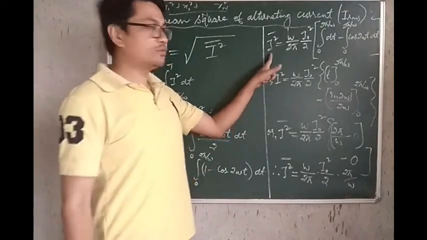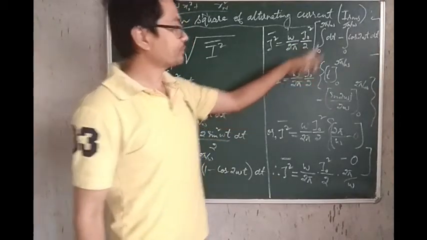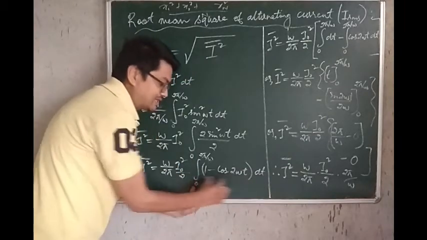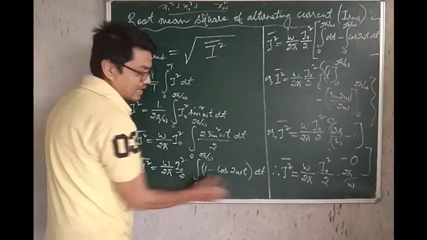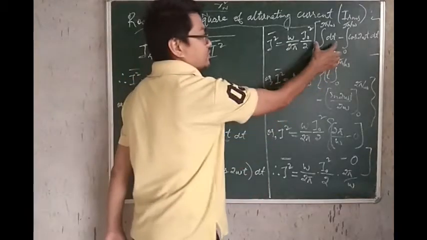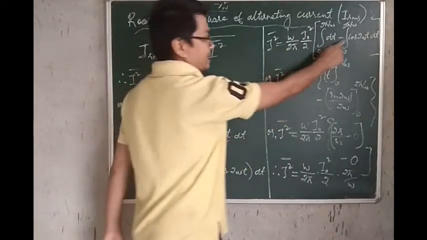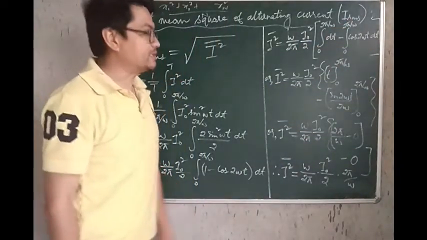So for the mean square value, the thing outside the integration is still the same. And inside the bracket we separate these two integrations. This becomes 1 into dt is dt, so integration of dt from 0 to 2 pi by omega, minus integration from 0 to 2 pi by omega of cos 2 omega t dt.